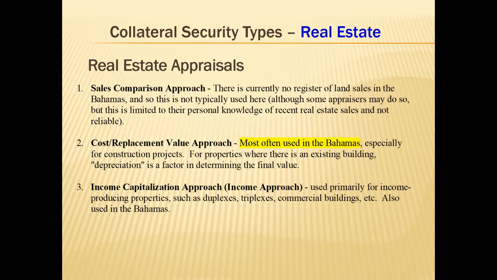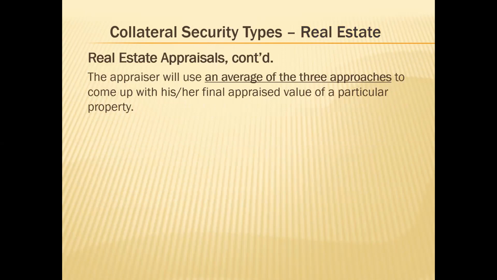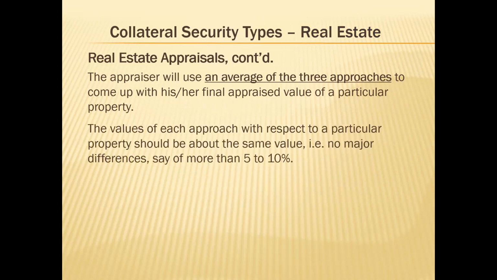I'm good, sir. Okay, so it says the appraiser will use an average of the three approaches to come up with his or her final appraised value of a particular property. The values of each approach with respect to a particular property should be about the same value. This is a point I was making a bit earlier. That is, no major differences, say more than 5 or 10% among the three different appraisals.